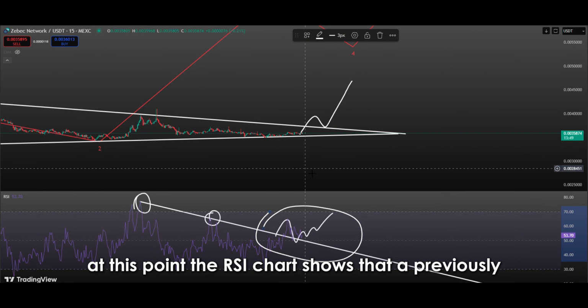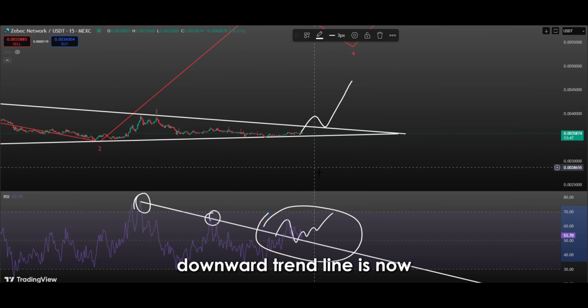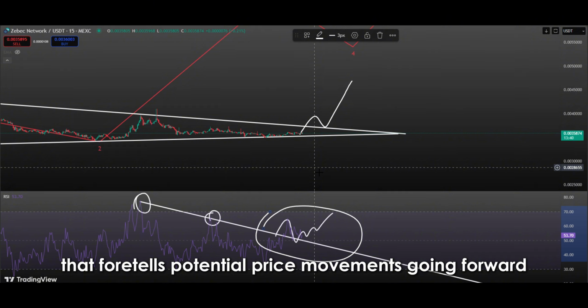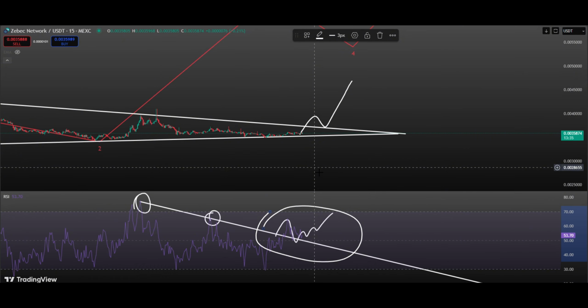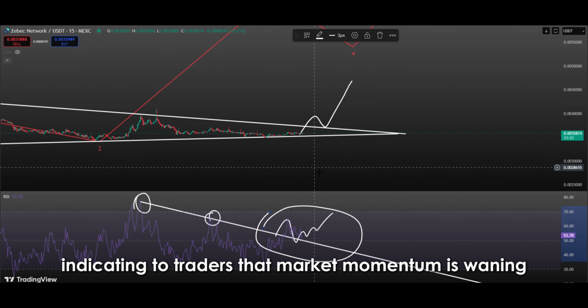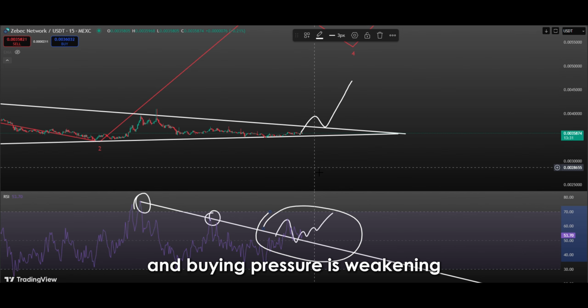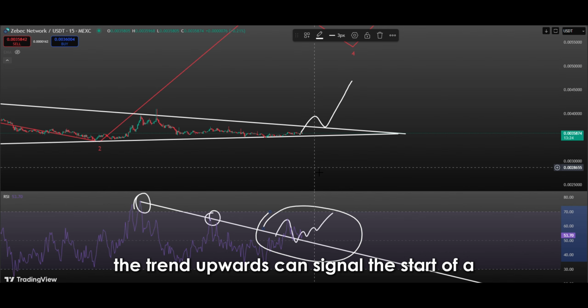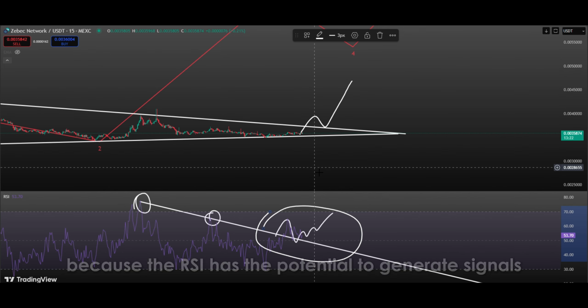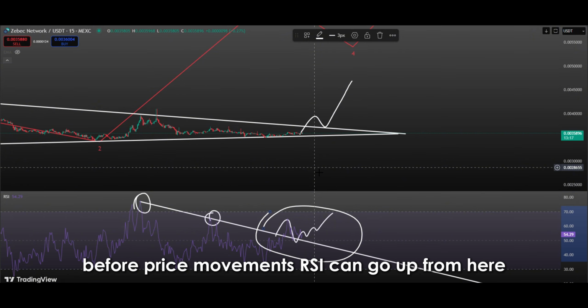At this point, the RSI chart shows that a previously downward trend line is now clearly breaking upwards. This breakout is a critical development that foretells potential price movements going forward. Falling trend lines on the RSI are often formed by connecting descending peaks, indicating to traders that market momentum is waning and buying pressure is weakening. However, the moment this trend ends and the RSI line pierces the trend upwards can signal the start of a significant change in market perception, because the RSI has the potential to generate signals before price movements. RSI can go up from here.